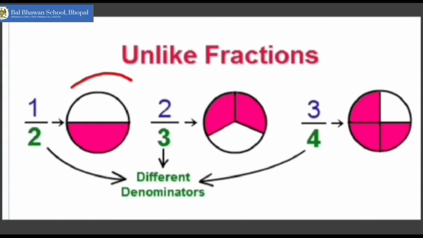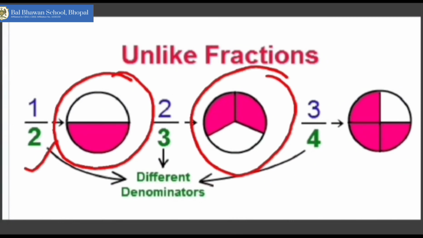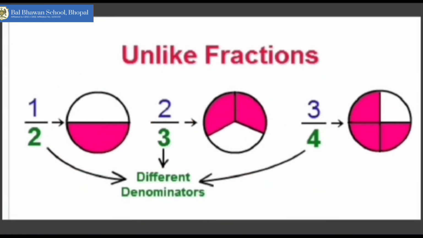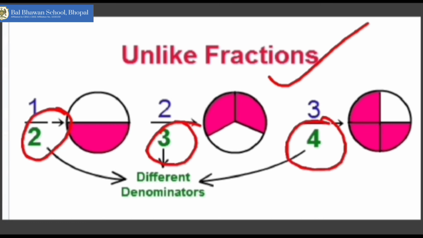Here, the total number of parts is 2. In this figure, the total number of parts is 3, and in this figure the total number of parts is 4. All the denominators 2, 3 and 4 are different from each other, and in the figures too they have been divided differently. That means these types of fractions are called unlike fractions because the denominators are not the same.